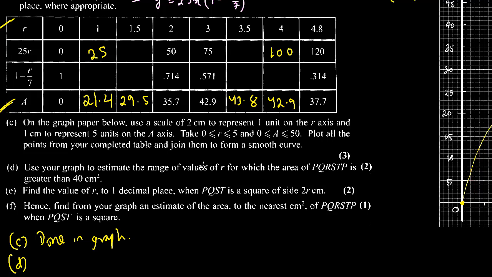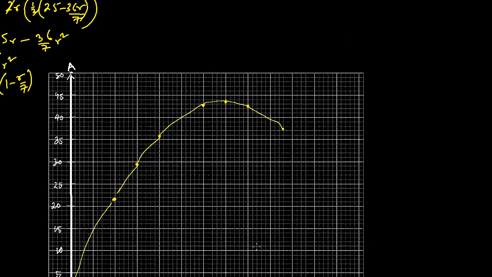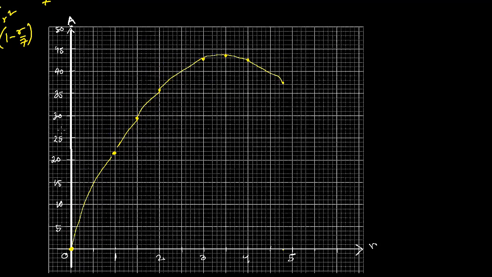So use the graph to estimate the range of values of R for which the area is greater than 40 centimeters square. Now remember, the y coordinate is the area. So greater than 40, that means you have to draw a line here and label it. So this is area is 40, it's like y equals 40. Now if it has to be greater than this line, then the curve is intersecting at this point, and it is also intersecting at this point.